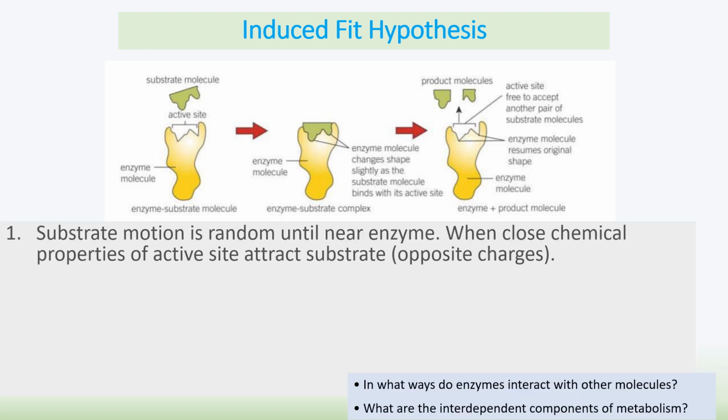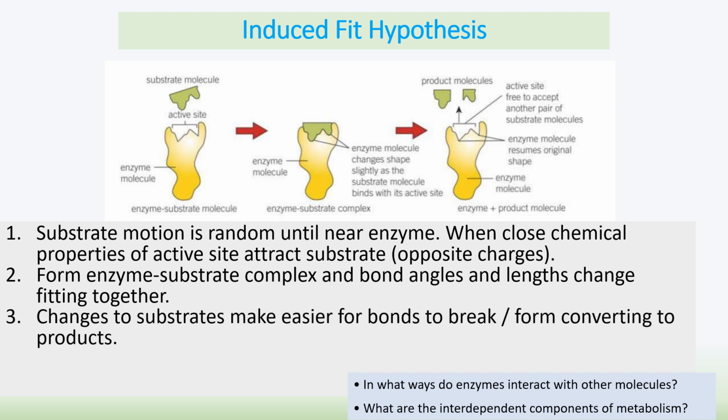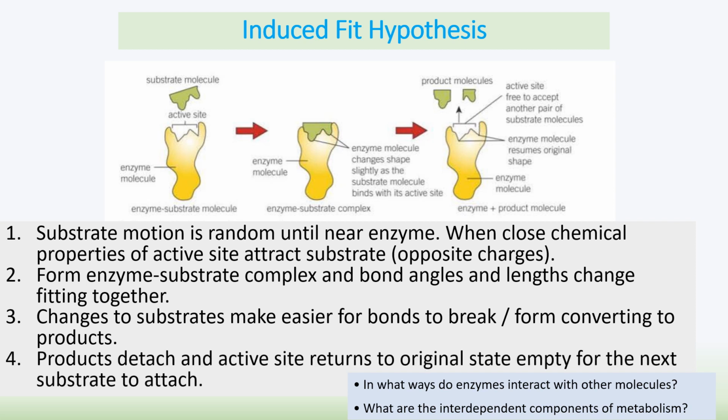So if you're asked to describe it, you could say the substrate motion is random until near the enzyme, when close chemical properties activate the active site, attracting the substrate, i.e. using opposite charges. This forms an enzyme substrate complex, and bond angles and lengths change, fitting together, and changes to the substrate make it easier for bonds to break, converting them into products. Then the products have changed shape, they no longer fit, so the products detach and leave. The active site returns to being empty so it can attract the next substrate.